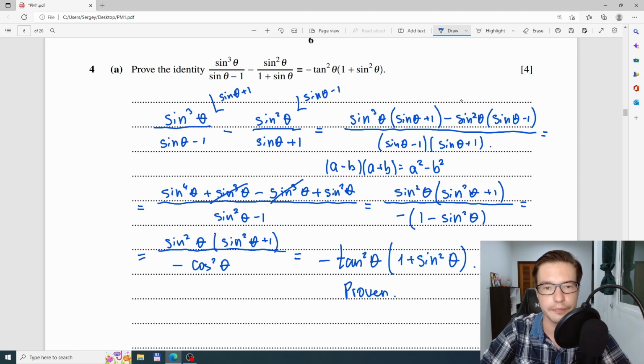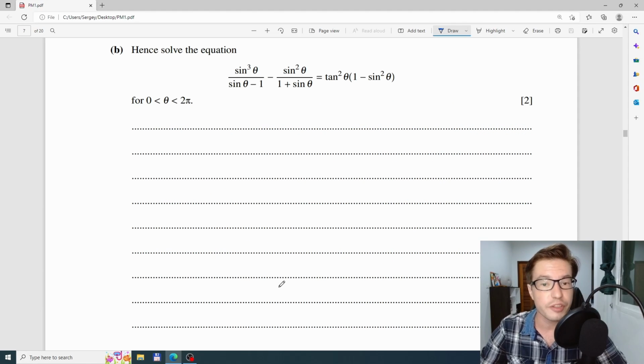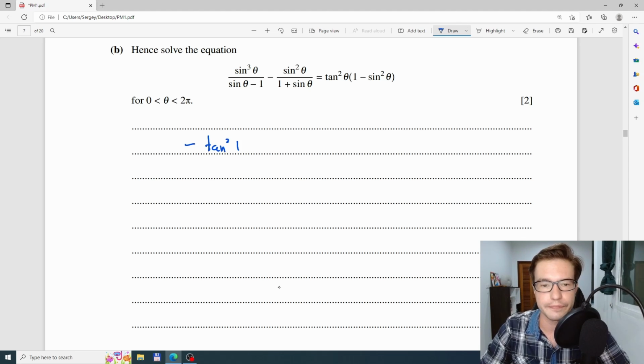Let's move on to the next one. Okay, next question is the equation, and we can use the identity we've just proven to replace the left side. So let's do that. Got minus tangent squared theta times sine squared plus 1 equals the right side, which I'm not going to change. Okay, now I'm going to move everything to the left.